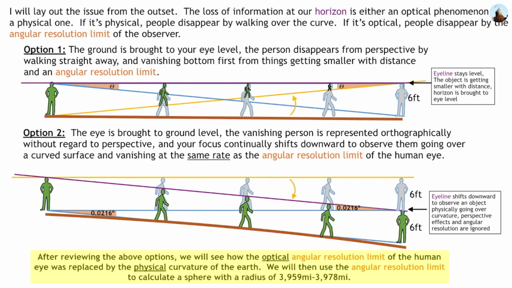We will then use the angular resolution limit to calculate a sphere with a radius of 3,959 miles to 3,978 miles.